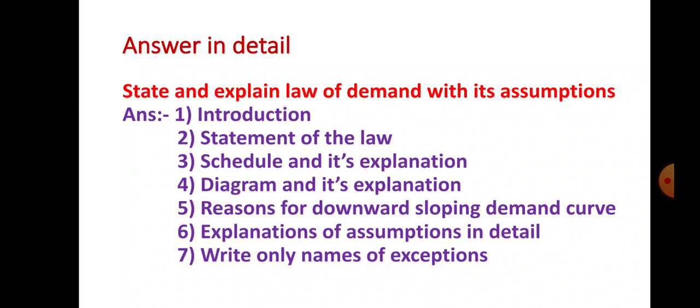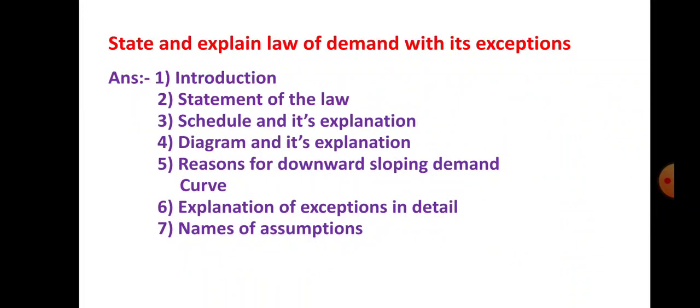Number 1 is introduction point, that is very important here. Number 2 is a statement of the law, that you have to write. Number 3, you have to explain law of demand with the help of schedule and its explanation. Number 4 is you have to explain law of demand with the help of diagram and its explanation. After that, you have to explain what are reasons responsible for downward sloping demand curve. Number 6 is explanation of assumptions in detail, that you have to explain. And finally, number 7 is write only names of exceptions.